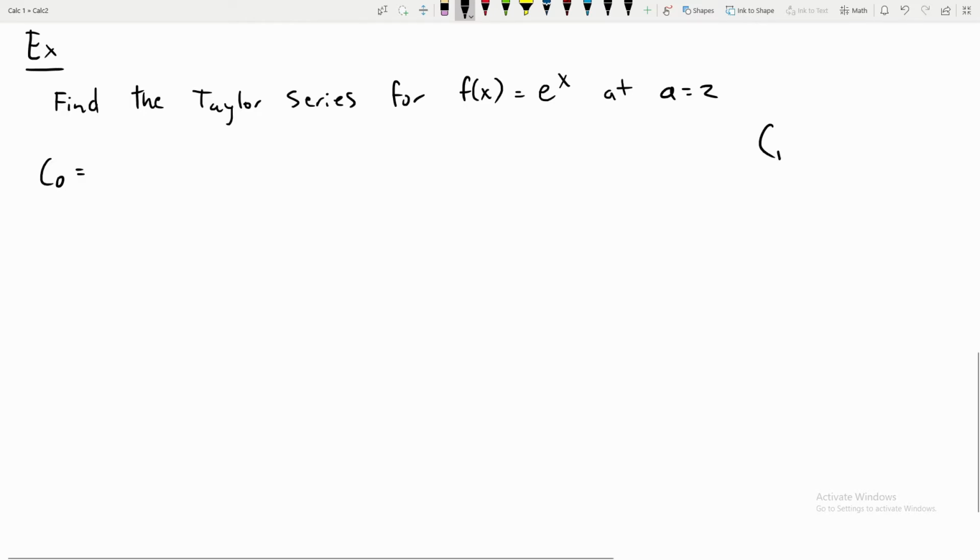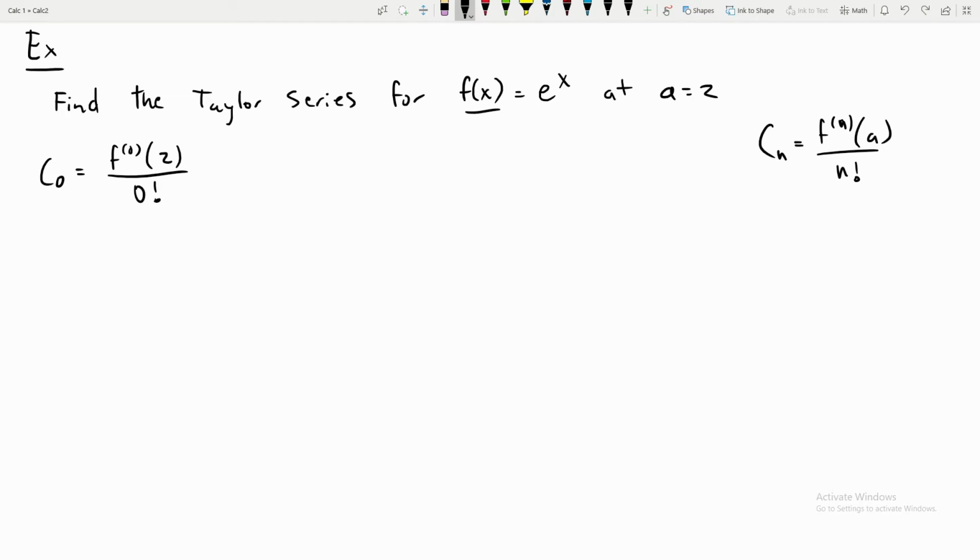Just to remind you, the formula for the coefficients cn is equal to the nth derivative at a, and then we divide this by n factorial. So for c0, meaning n is 0 in this case, we want to compute the 0th derivative at a, in this case a is 2, and then we want to divide by 0 factorial. The 0th derivative is just the function, but we want to compute it at the value x equals 2. So it'll just be e squared over 0 factorial.